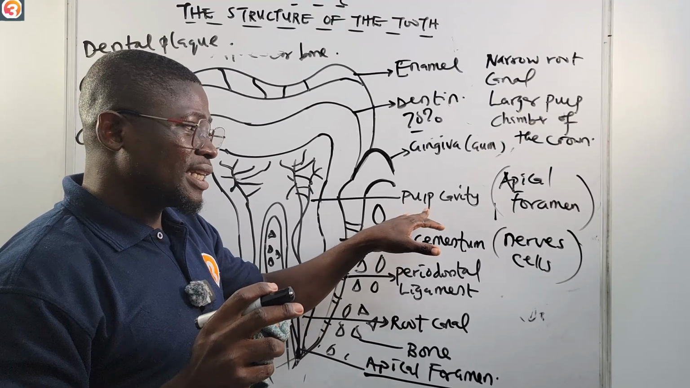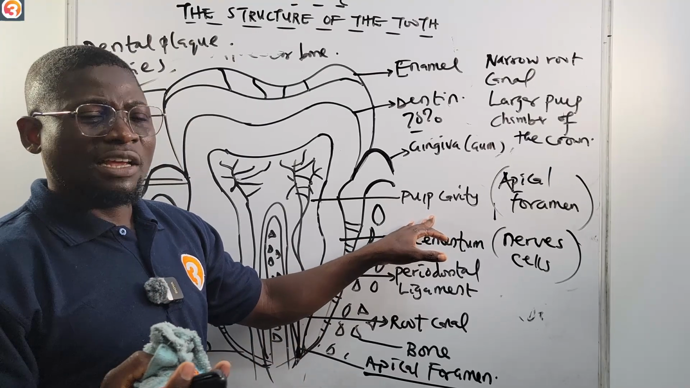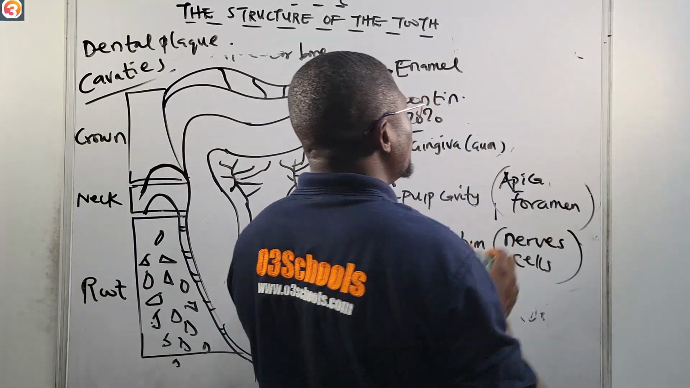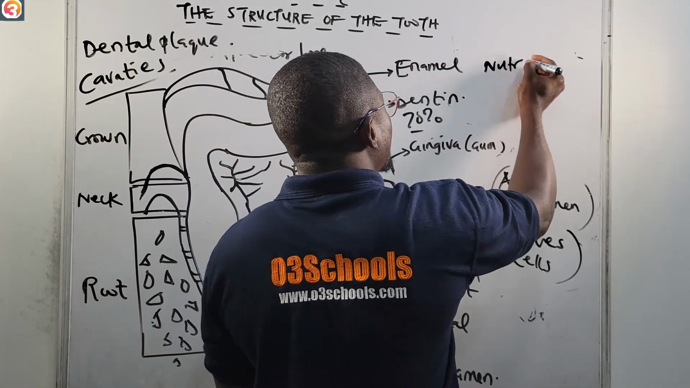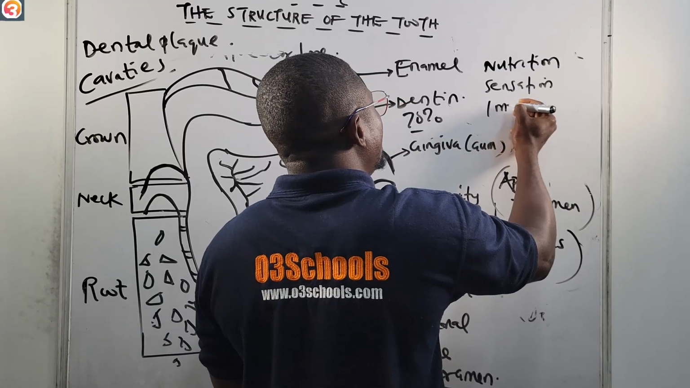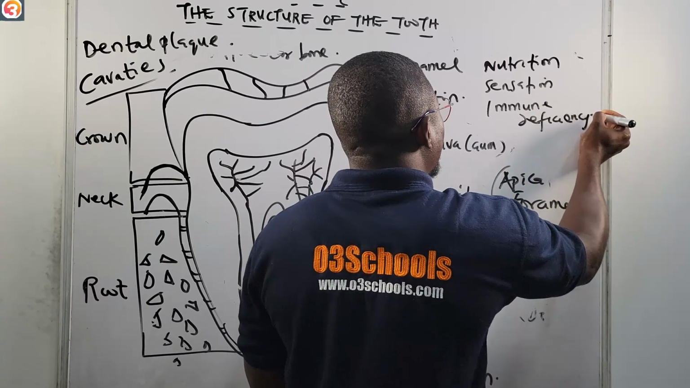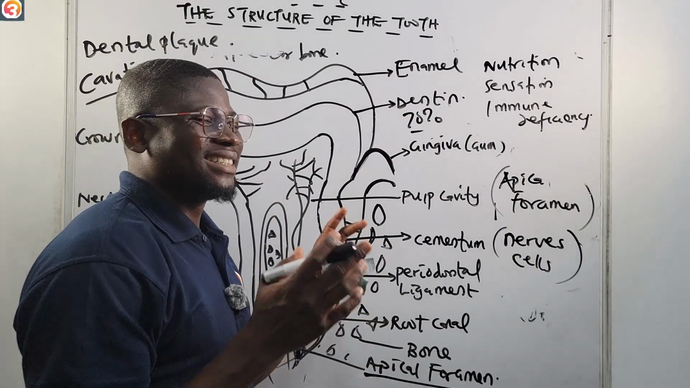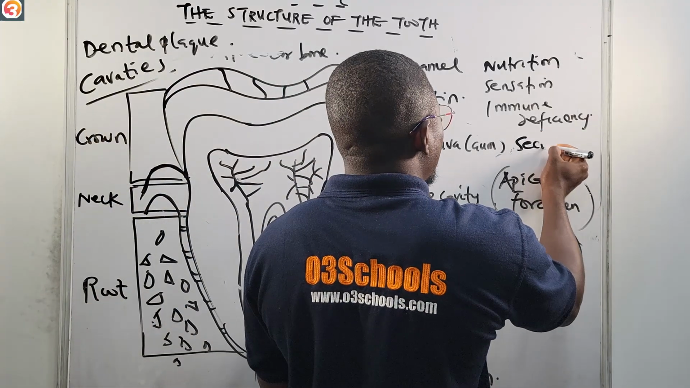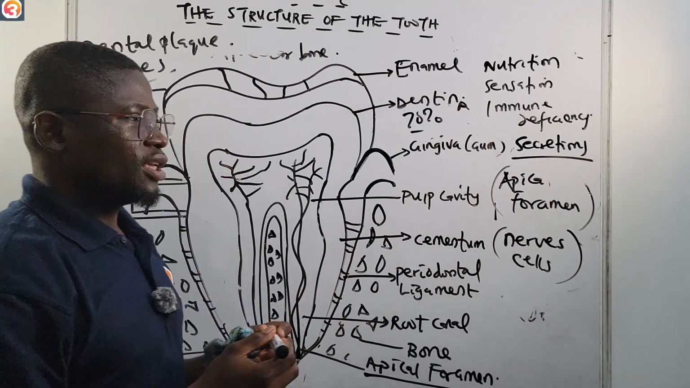And it's these nerves and cells that provide the tooth with nutrition. Because this part is very, very important, it provides the tooth with nutrition, sensation, and even immunity, as well as secretions that maintain the dentin. So please take note of that.